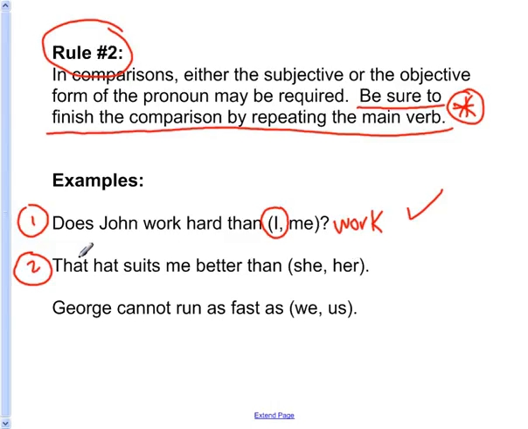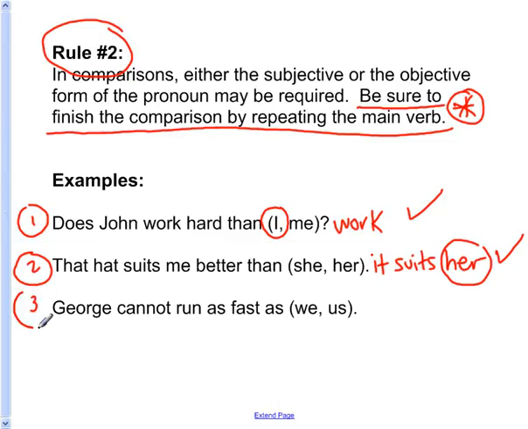Okay, in this case, we would finish it off with, that hat suits me better than it suits her. Okay, we wouldn't say, that hat suits me better than it suits she. So finish off the comparison by including the verb.